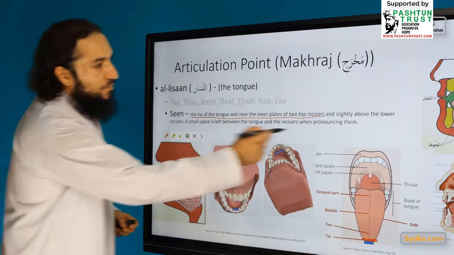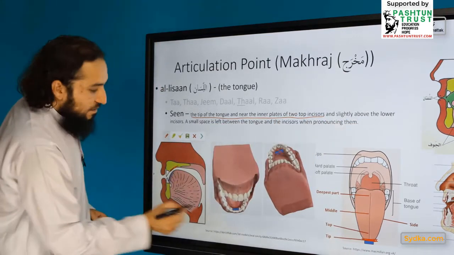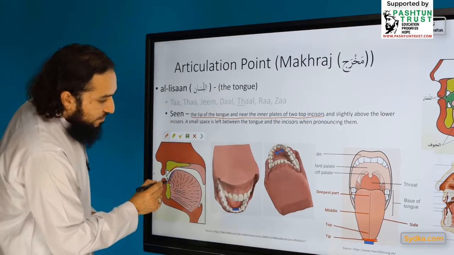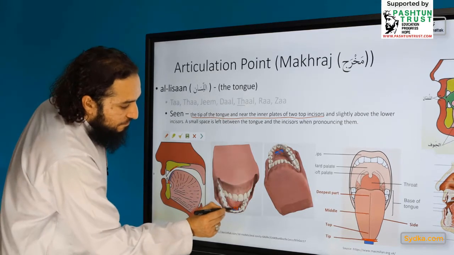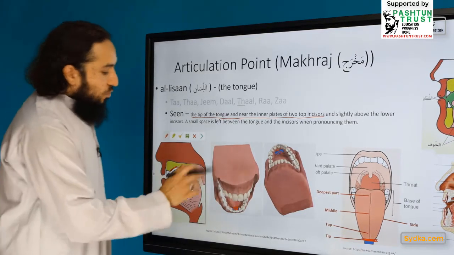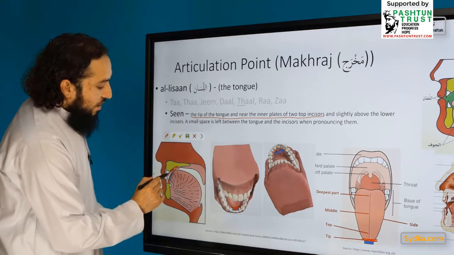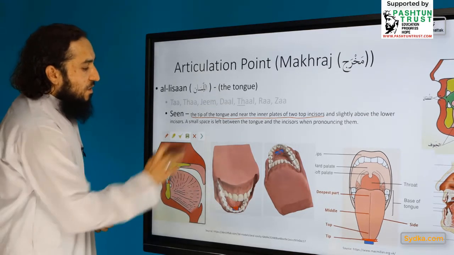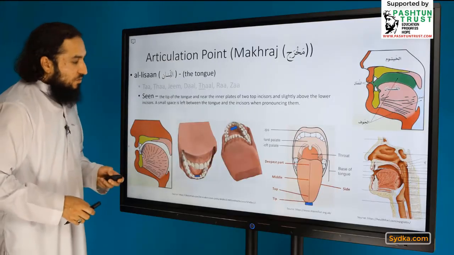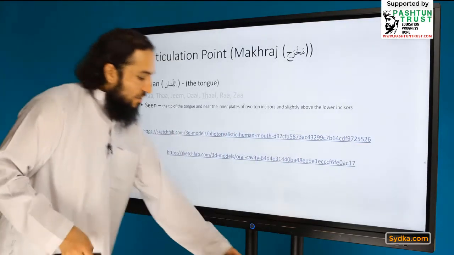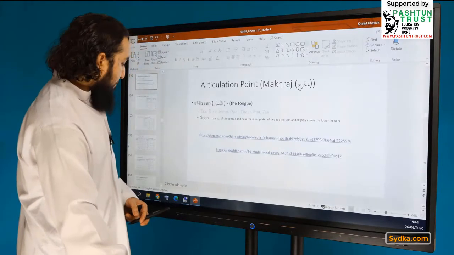And slightly above the lower incisors. So a small space is left when we are pronouncing Sin, between the tongue and the incisors. And we're going back to the 3D model, so that will explain in great detail.